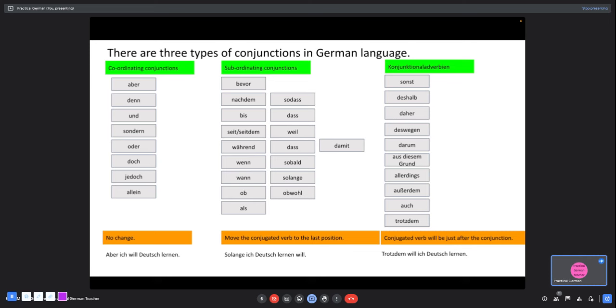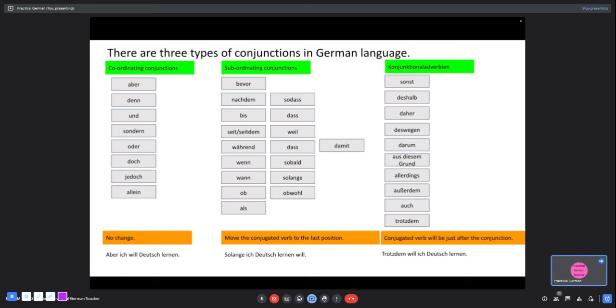What I want you to understand is that there is no change in the sentence structure when you use these. For this category, all you have to do is take the conjugated verb and push it to the last position. Remember, I say conjugated verb. A sentence can have one or more verbs, but it always has only one verb which is being conjugated. So all you have to do is take that conjugated verb and push it to the last position.